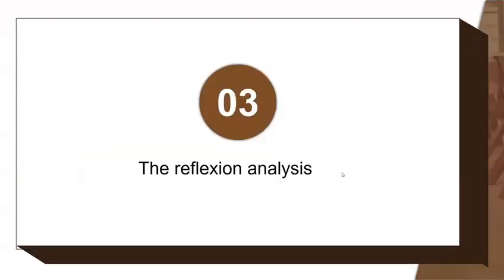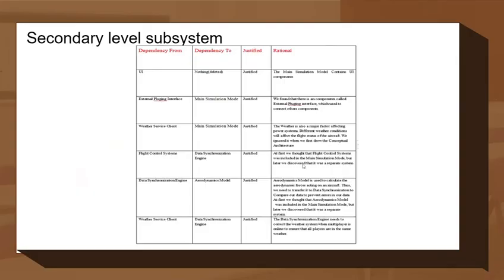Now let's move on to the second level subsystem. For the second level subsystem, we focus on the FDM. So we create a table for the dependencies, like the weather service client and the main simulation model. We find there are some dependencies between them. The weather is the main factor affecting the power system. Different weather conditions will affect the flight states of the aircraft. So at first we ignored it when we first drew the conceptual architecture.